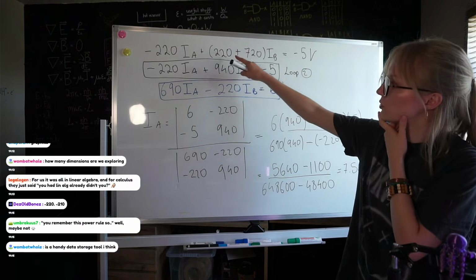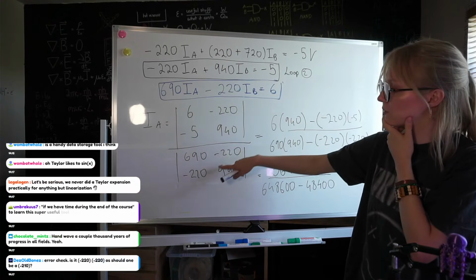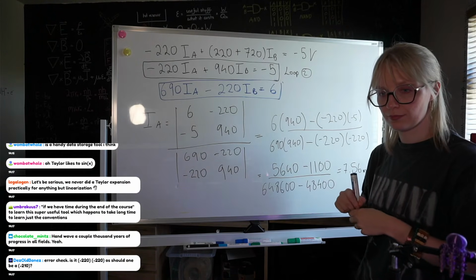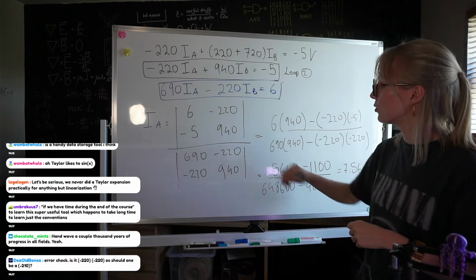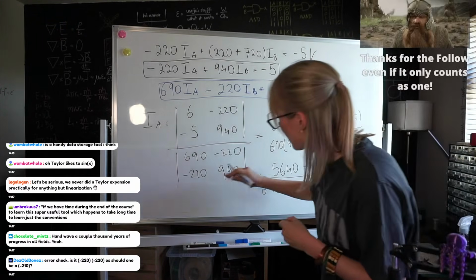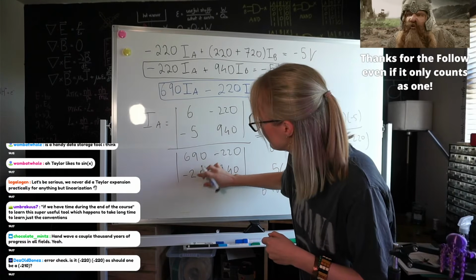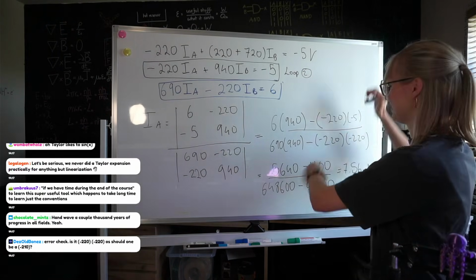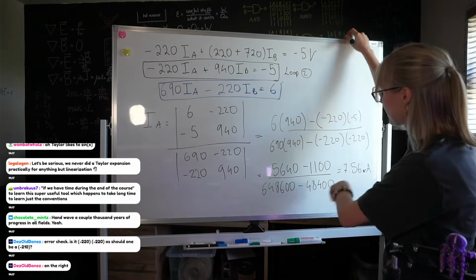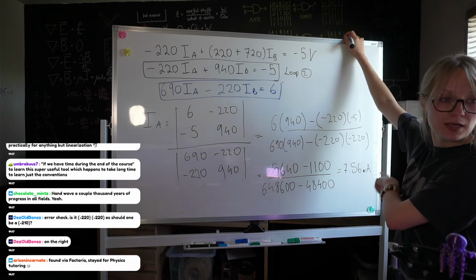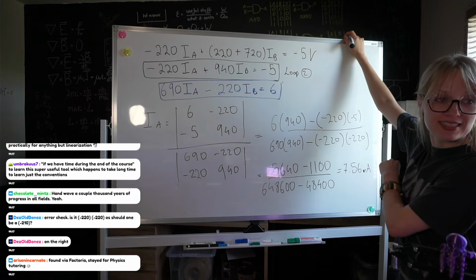No, it's 220, 220. Both of them should be 220. Both of them, minus 2. Oh, does that look like a 1? Sorry, that's just my handwriting. Still only counts as 1. All good. So we get 7.56 by 10 to the minus 3. You can get rid of that 10 to the minus 3 and say milliamps.